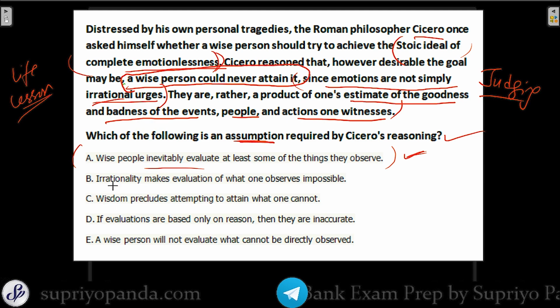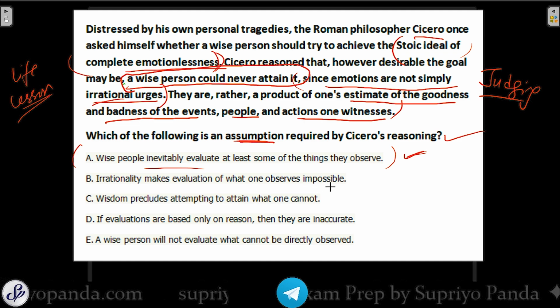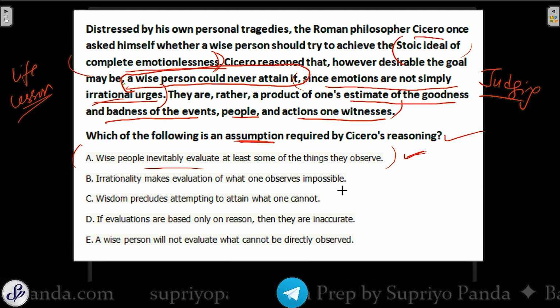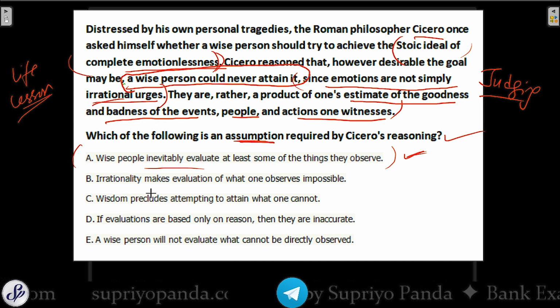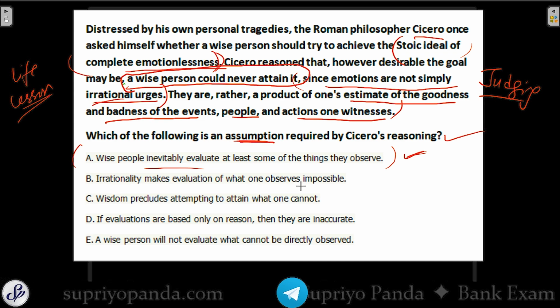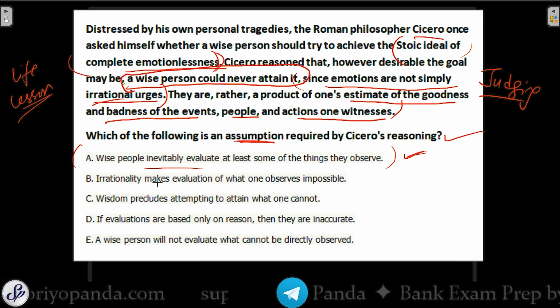Okay, option number B: irrationality makes evaluation of what one observes impossible. What is being said is that if it is irrational, then the evaluation is impossible. But do we really need to learn about these things? Is it actually relevant to our argument?